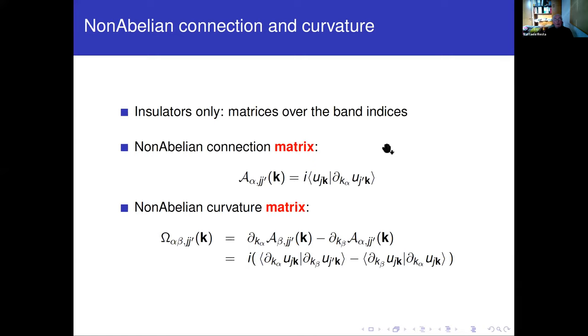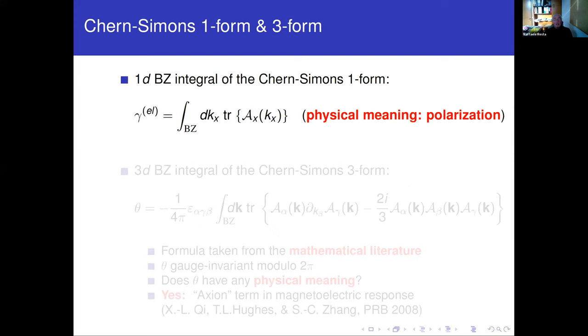Now, in order to go ahead, we need to do something a little bit more sophisticated. This is the connection, but with off-diagonal terms. So the diagonal is the Berry connection. You have a non-abelian matrix. And now, as I said, what is the three-form which is interesting? The polarization of a one-dimensional system, forgetting about nuclei and considering the electronic term, can be written like this. Here I include the differential in this formula. And this is exactly a Chern-Simons one-form by definition.